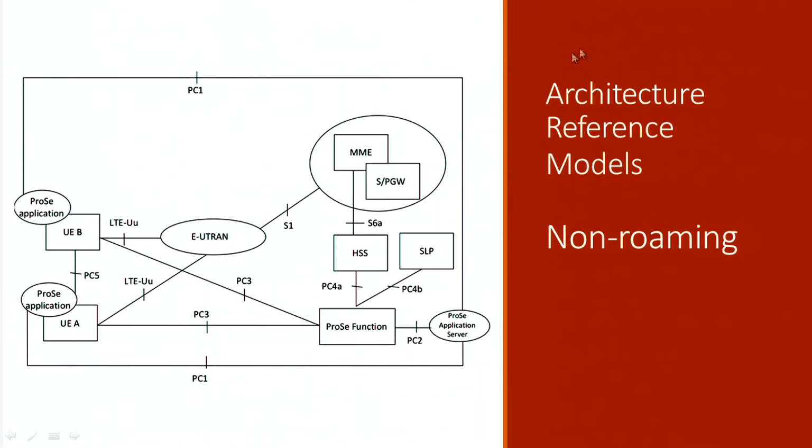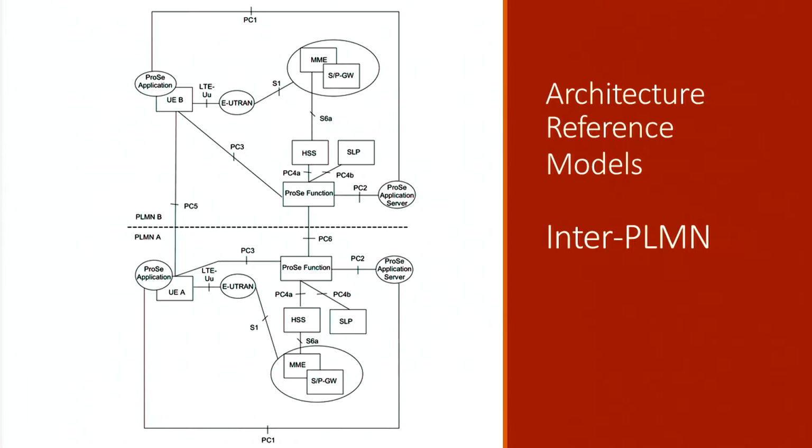This is called the non-roaming reference architecture, because the two user equipments are both registered with the same operator. And then there is the case of inter-PLMN. PLMN stands for Public Land Mobile Network. It is just an acronym that identifies the network of an operator. Yes?